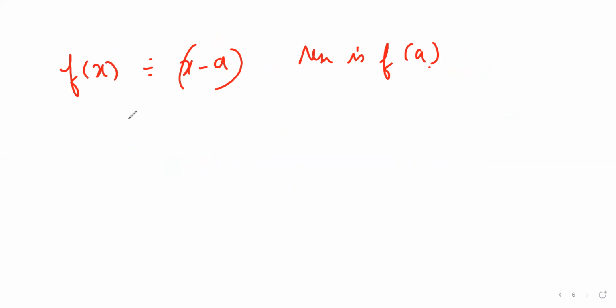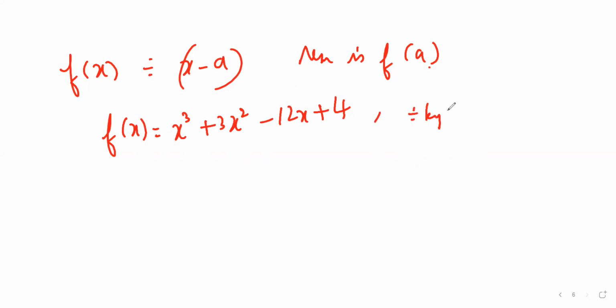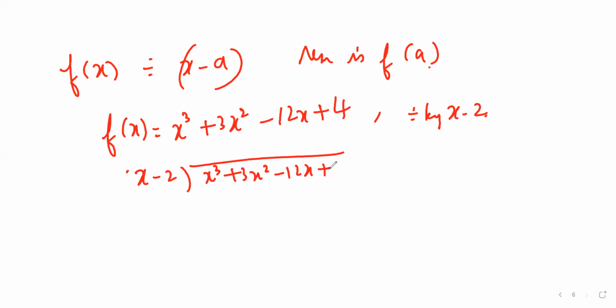For example, suppose I'm asking you: f of x is equal to x cube plus 3x square minus 12x plus 4. So this is my function. I'm dividing it by x minus 2, and you use the remainder theorem to verify. So, yeah, I'll do the long division itself. X cube plus 3x square minus 12x plus 4.